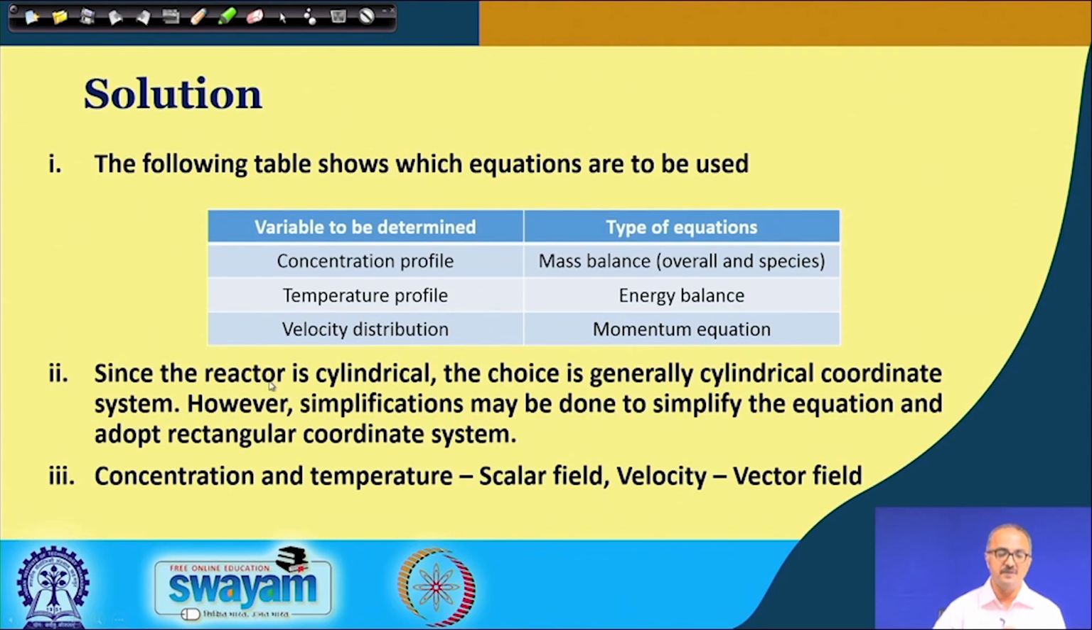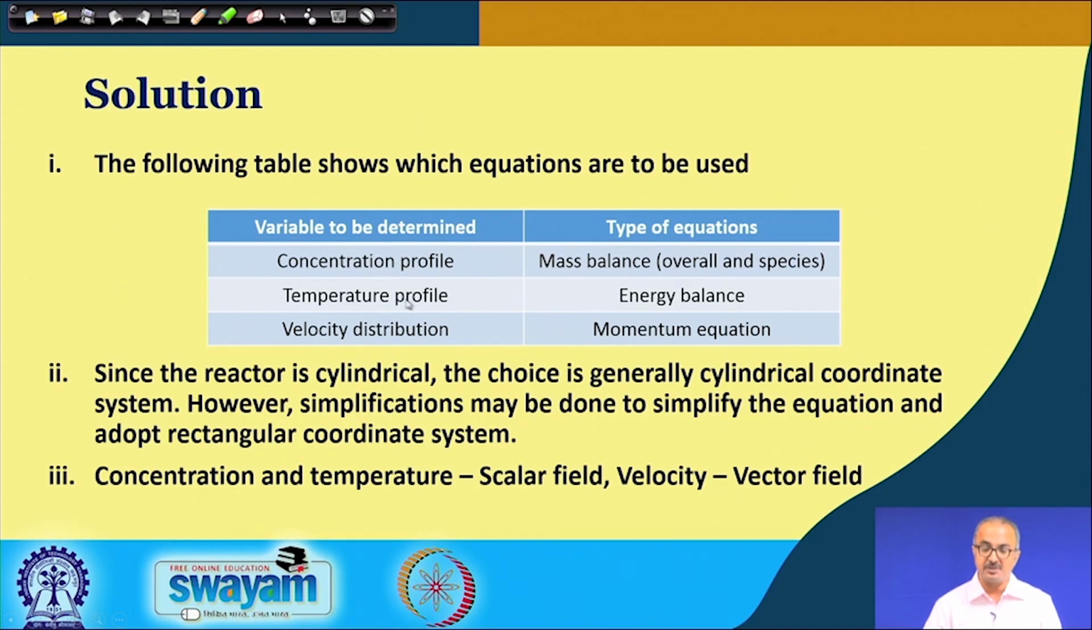To find the concentration profile, we have to go for the mass balance equation, because only in the mass balance do the concentrations come into the picture. Here we have both the overall mass balance and the species mass balance. Species, because each species is changing its identity. The total mass of the mixture will have some composition at the inlet and some other composition at the outlet, because many species have lost their identity and given rise to new species. So, we have to go by species balance.